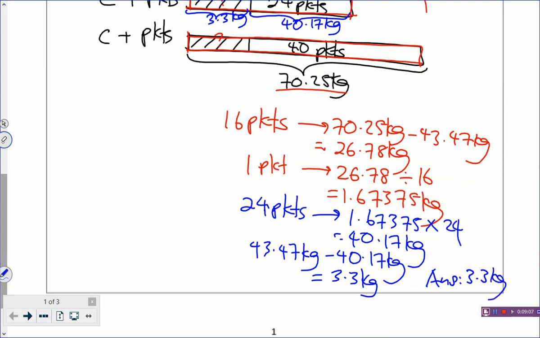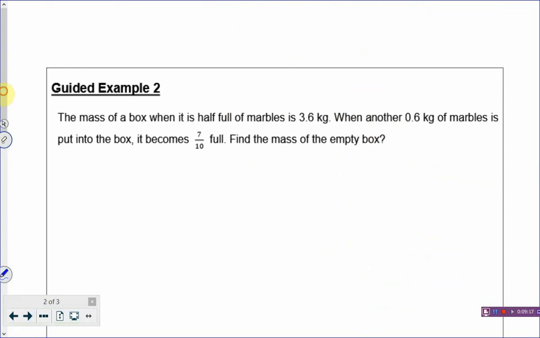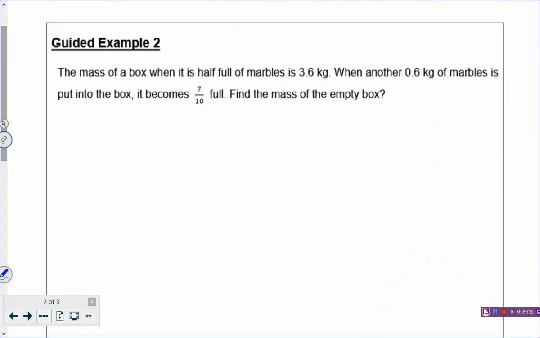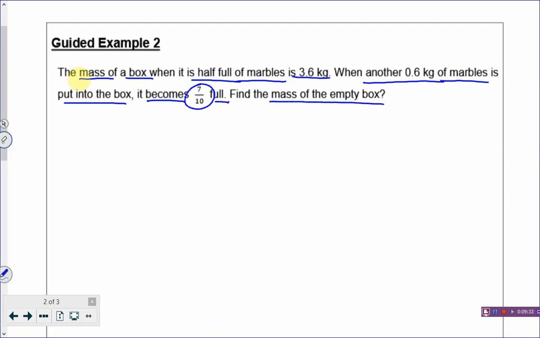Okay? Alright, now let's look at guided example 2, and let's revise. What is this model sharing about? Okay, let's look at example 2. Now you have a fraction. The mass of a box when it's half full of marbles is 3.6 kg. When another 0.6 kg of marbles is put into the box, it becomes 7/10 full. So find the mass of the empty box.